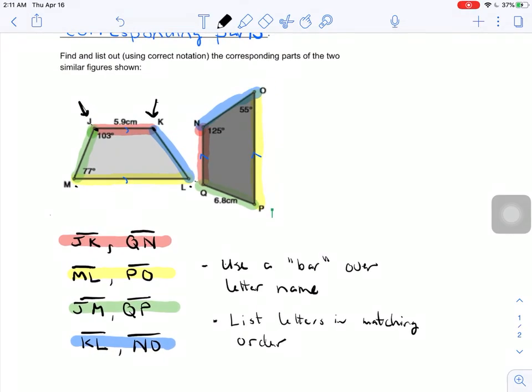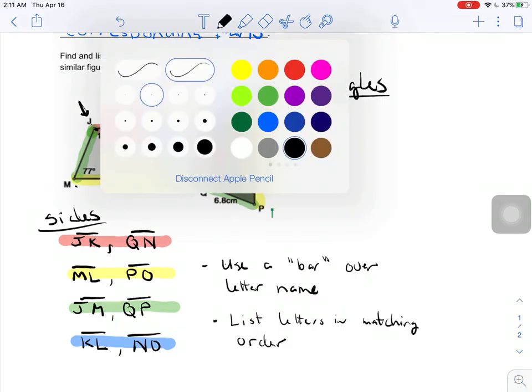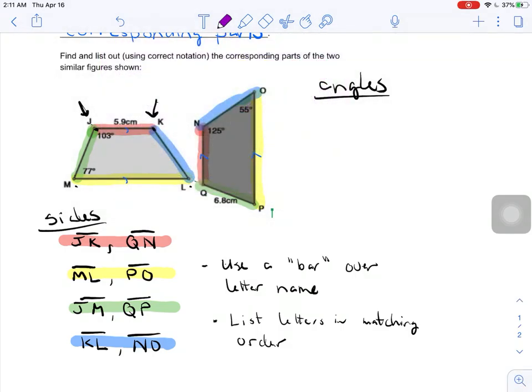Now, got a little bit of space off to the side here. So these are the corresponding sides. You can also list corresponding angles. So each shape also has matching angles. Sometimes it helps to do the sides first, or your angles first, you could do it either way, but do one or the other, and then you can use what you already did as reference points for the other thing that you need to find. So, for example, we already did our sides, they're all color-coded.